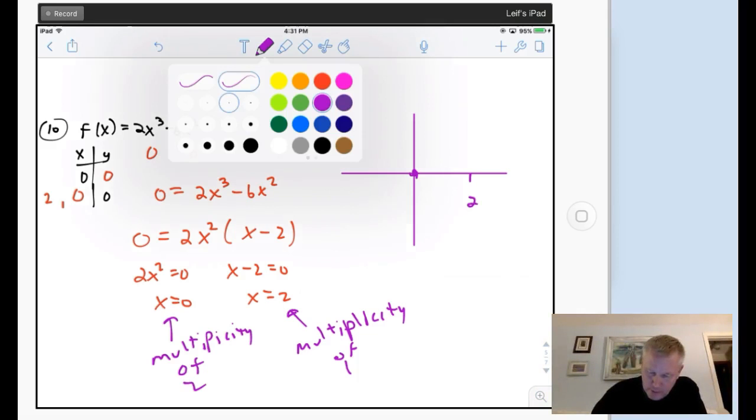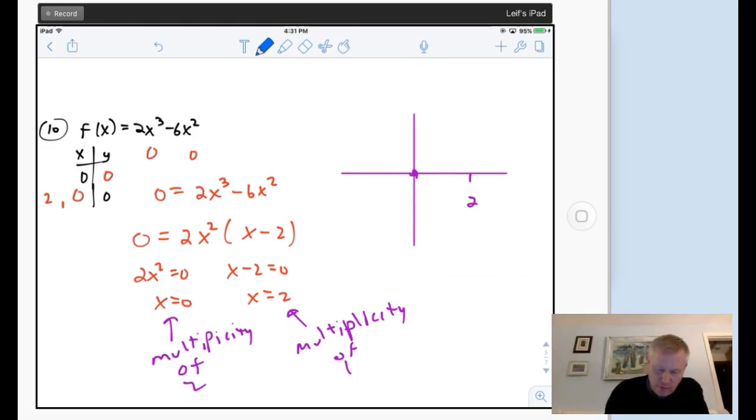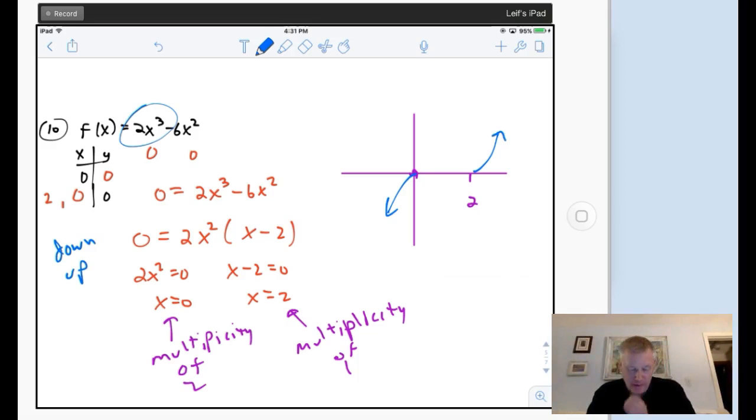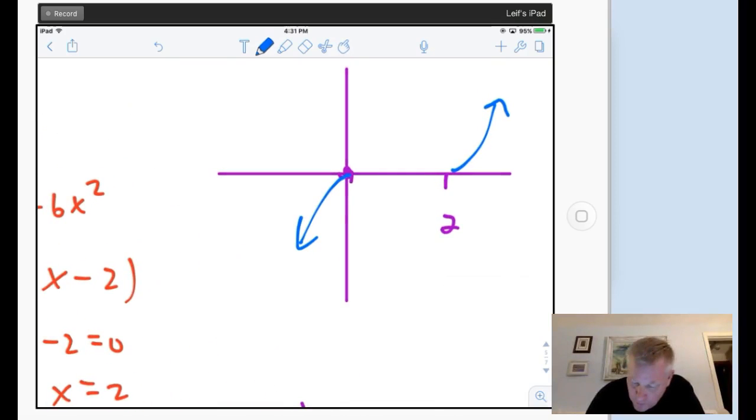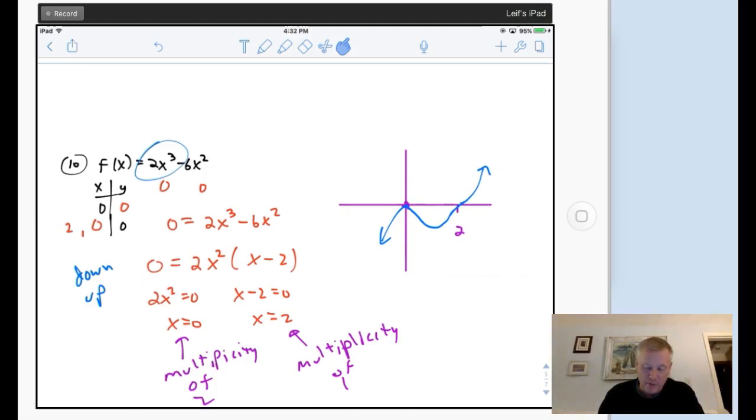All right, and end behavior. Since it's 2x cubed, that is going to be down and up. Which means it goes down from here and up from there. It hits the 0 but doesn't go through it, all right? But it goes through the 2. So I'm going through the 2, and coming back up. And there's approximately my graph, okay?